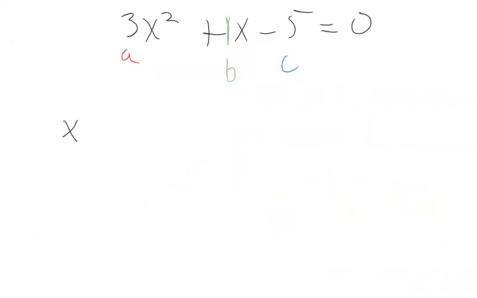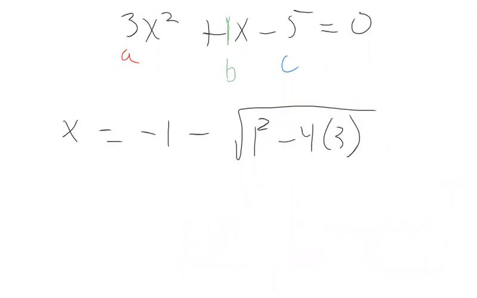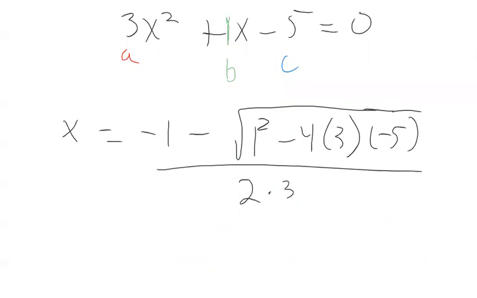So let's see, now x is going to equal -1 minus the square root of 1 squared minus 4 times 3 times -5, all over 2 times 3. So again, you probably have to put parentheses around the whole top and parentheses around the bottom.